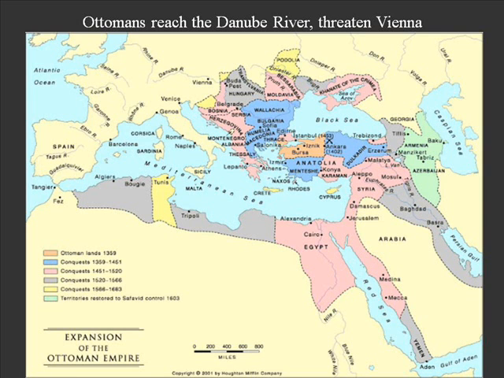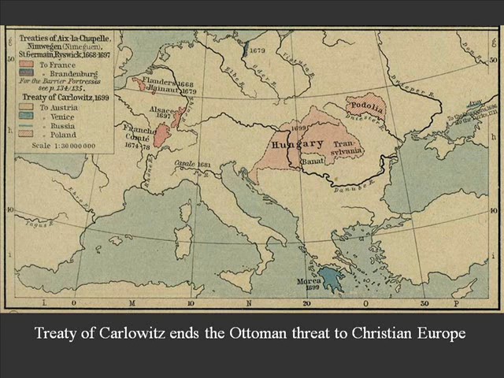One of the last times that the Ottomans are successful in conquering new land is in a war in the late 1600s, where they again tried to take Vienna and again failed. And that led to a treaty called the Treaty of Karlowitz in 1699. And that was the last time that the Ottomans really threatened mainland Europe.